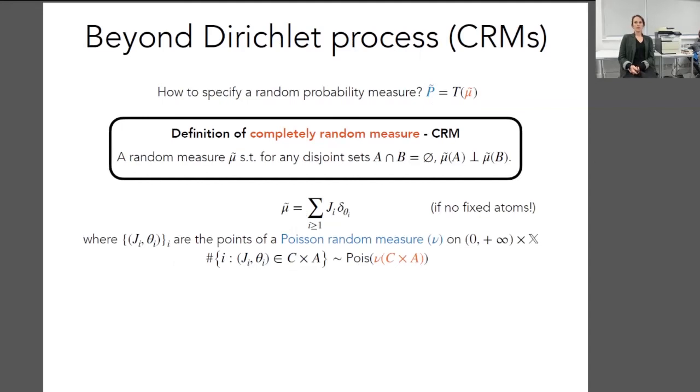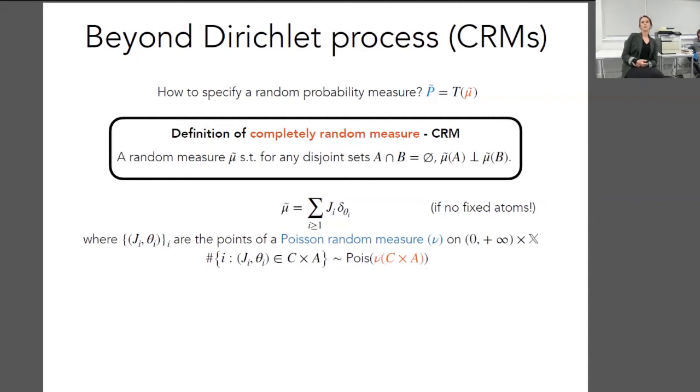So as for the specification of the law for the random probability measure, we saw that the Dirichlet process is one option, but it is not the only option. And there are many ways to specify the prior for random probabilities. And what many procedures have in common is that they can actually be seen as a transformation of an underlying random measure with a particular structure, which is called a completely random measure.